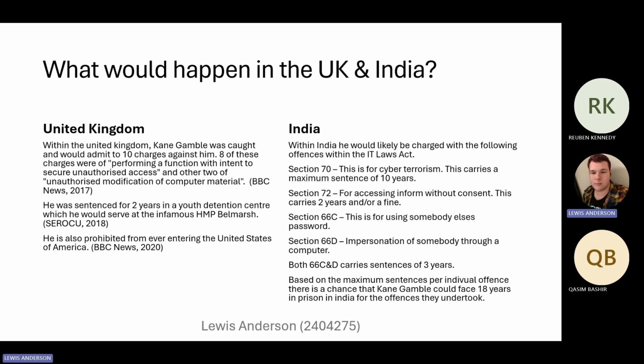Well, in India, it's slightly different. You would get lightly charged for cyber terrorism, accessing information without consent, using somebody's password, I believe, as well as impersonation of somebody through a computer, aka the social engineering side. This would roughly get him 18 years in prison when you look at the combined ones that I've got there, but that's for one of each count, so it could potentially be more. And that is how he would go in India.